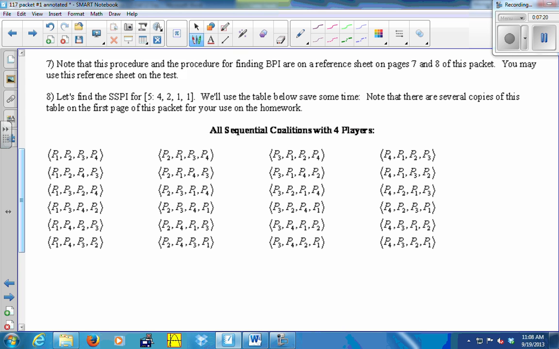Okay, so let's find the SSPI for this sequential coalition. Sorry, go ahead. No problem. No, no.